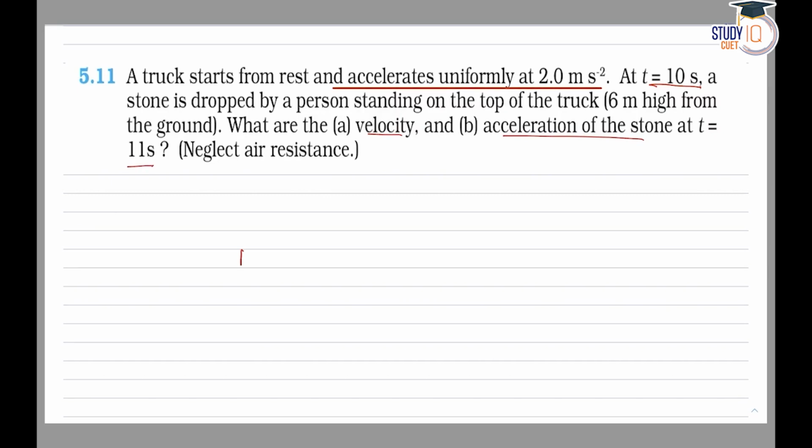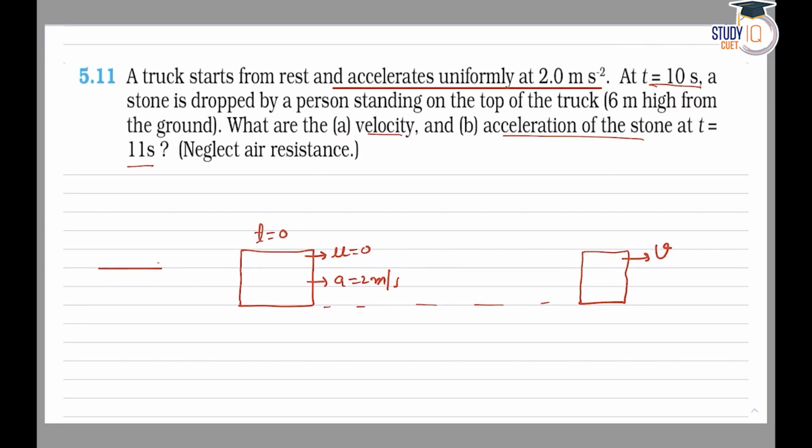So, we have to consider the motion from t equal to 0. At t equal to 0, the truck starts from rest, so initial velocity is 0 and acceleration is equal to 2 meter per second square. After t equal to 10 seconds, the truck will be at this location. Now it has gained some velocity due to acceleration in the x direction. We are assuming two directions, horizontal represented by x and vertical represented by y. So the final velocity is v, and this is the situation at t equal to 10 seconds.